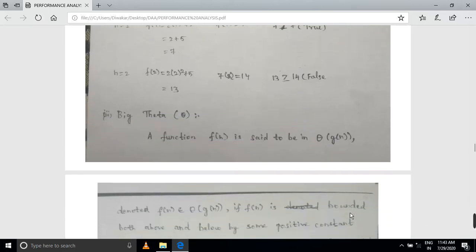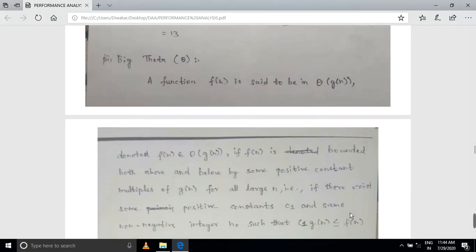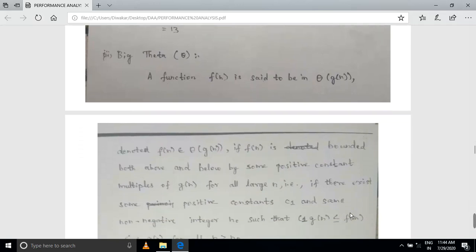Next is big theta. A function f of n is said to be in theta of g of n, f belongs to theta of g of n. Same thing, but this condition is bounded both above and below. Omega is for below, big O is for above, and in big theta both conditions will be added. You have to declare two constants, c1 and c2: c1 g of n less than or equal to f of n, less than or equal to c2 g of n.